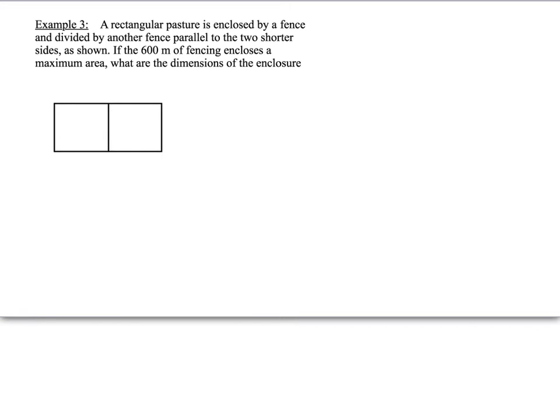Example 3. A rectangular pasture is enclosed by a fence and divided by another fence parallel to the two shorter sides as shown. If the 600 meters of fencing encloses a maximum area, what are the dimensions of the enclosure? Okay, so let's label. We have 3 widths and we have 2 lengths. Okay, so that's all of our fencing, which must add up to 600 meters.